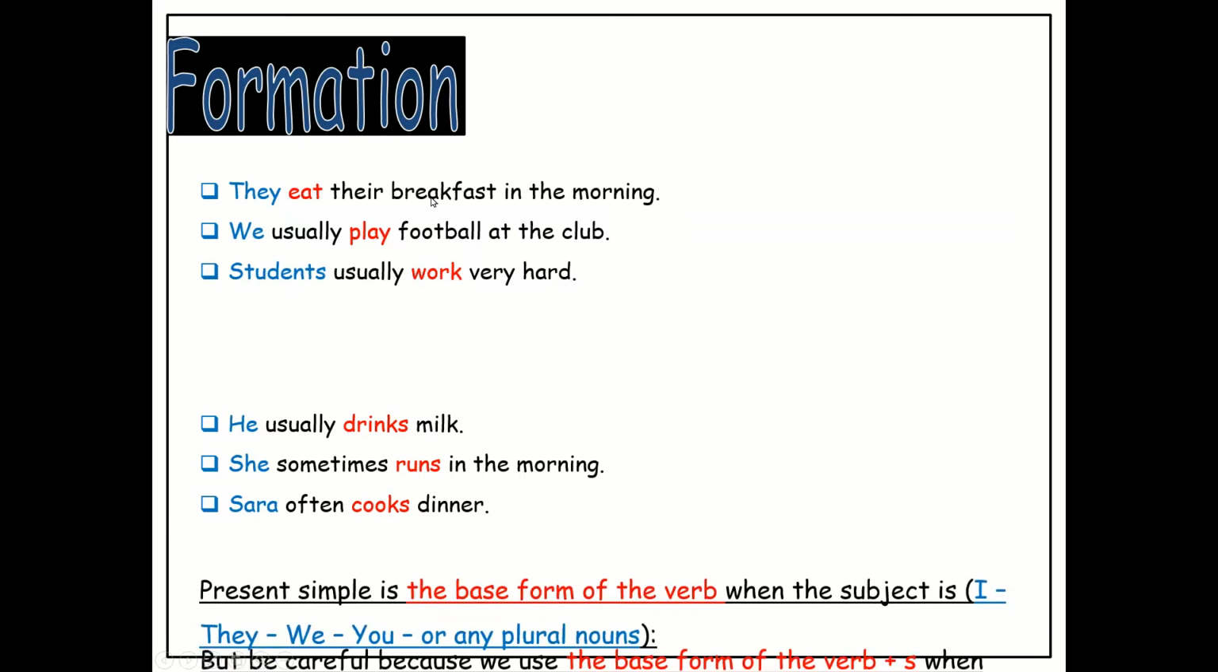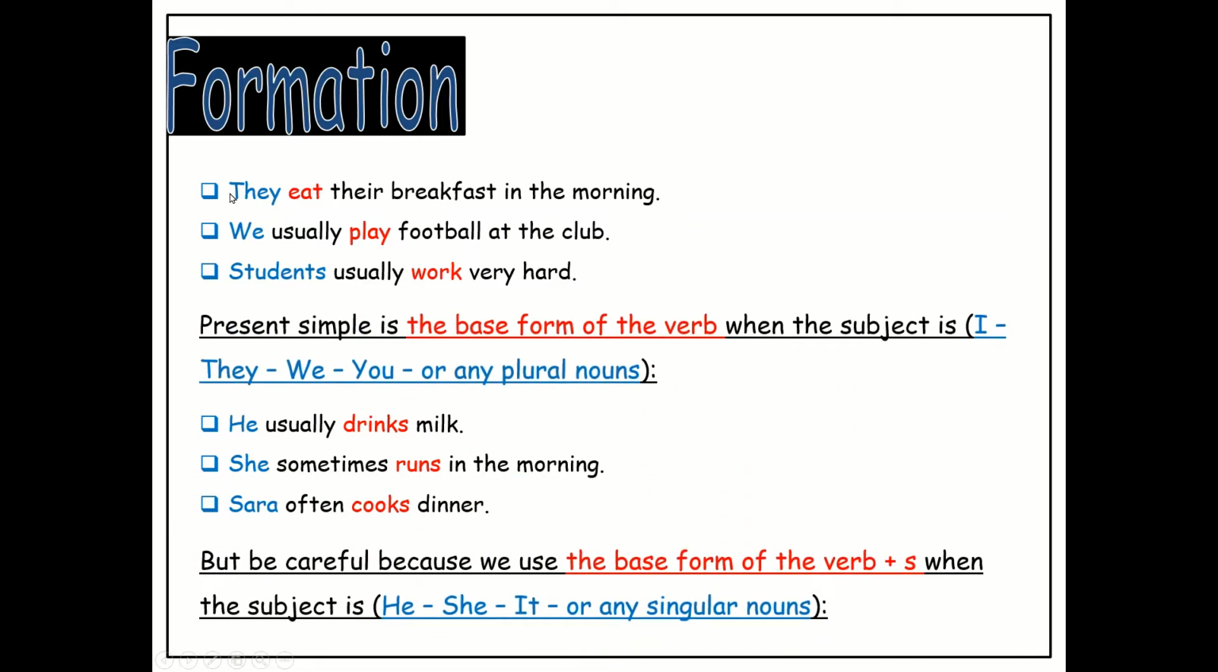So let's see these examples. They eat their breakfast in the morning. We usually play football at the club. The students usually work very hard. So, as I said in the beginning, we use the base form of the verb when the subject is I, they, we, you, or any plural noun.